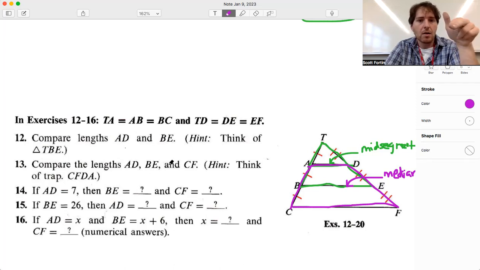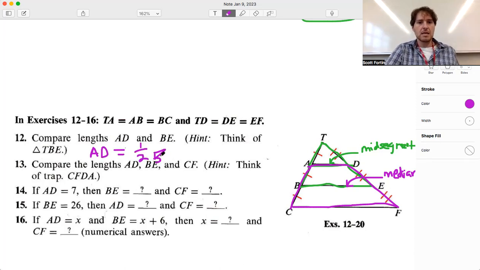All right, so compare lengths AD and BE. Okay, so here AD is half the length of BE. So I could write AD equals 1/2 BE. And I could also say that 2AD, if I double it, I would get the length of BE. So that's kind of all it's looking for in that problem here.